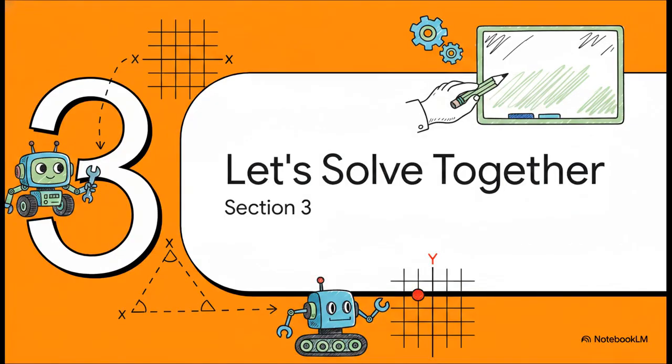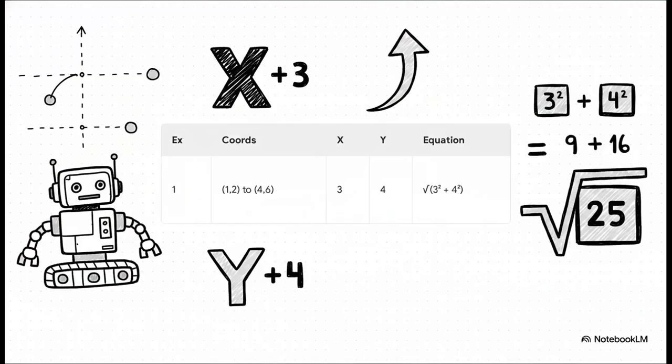All right, part 3, let's solve together. Let's roll up our sleeves and actually program some robot movements together. I'll walk you through it. Here's our first rapid-fire example. We need to move our robot from coordinate 1, 2 to 4, 6. Okay, change in x from 1 to 4, that's 3. Change in y from 2 to 6, that's 4.